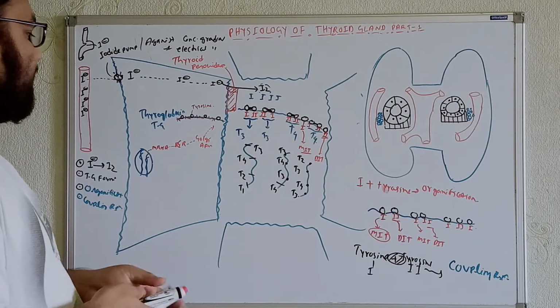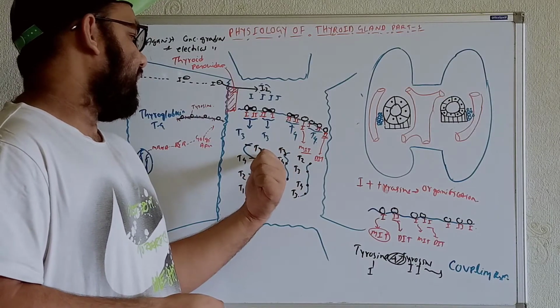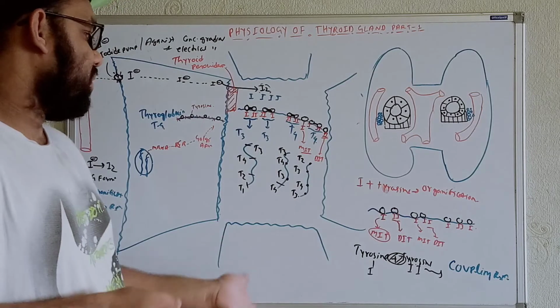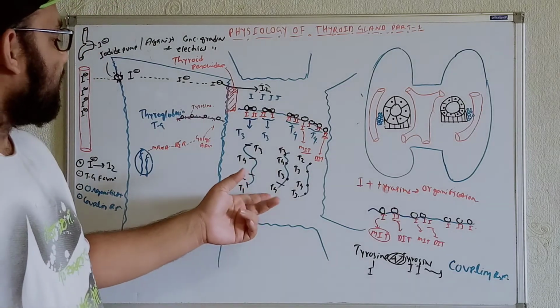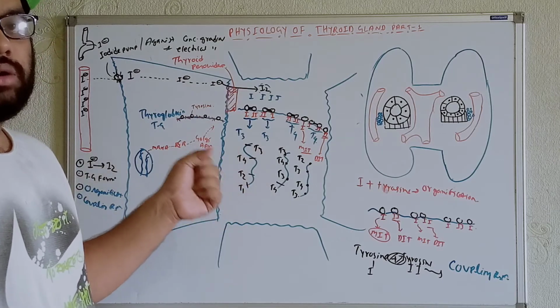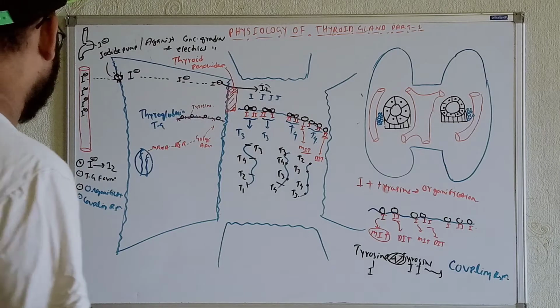Like this we'll get multiple thyroglobulin proteins, where the product has the attachment of T3, T4, T2, T1. Now like this we'll get the production of T3 and T4, that means triiodothyronine and tetraiodothyronine. Now we'll talk about these things.